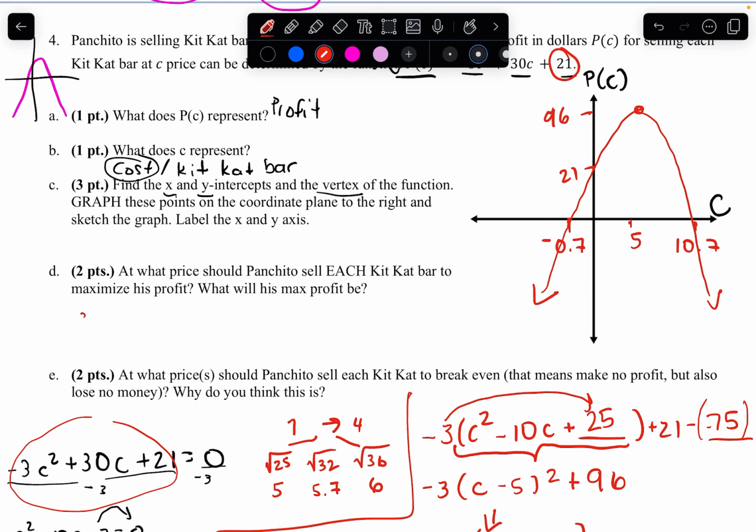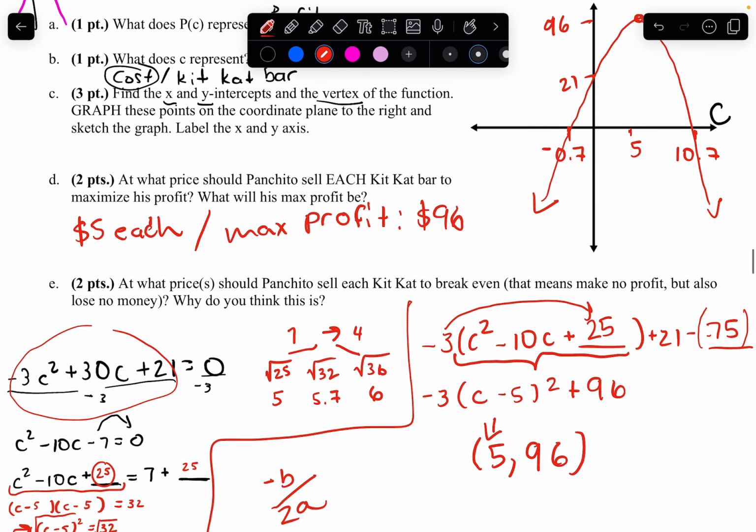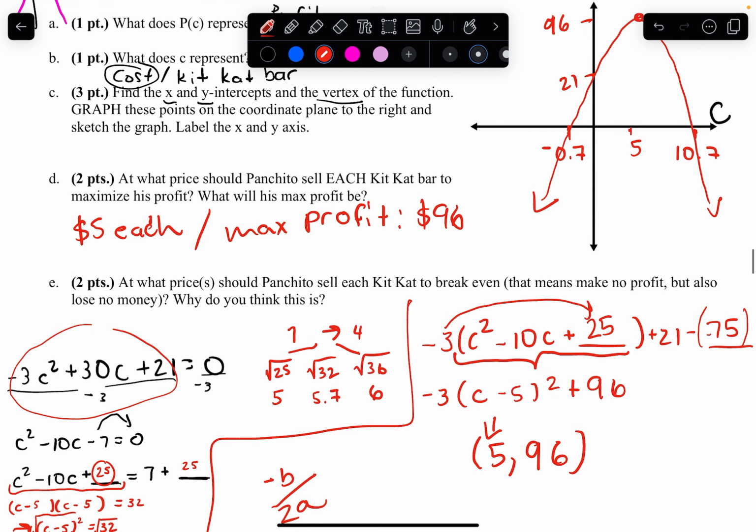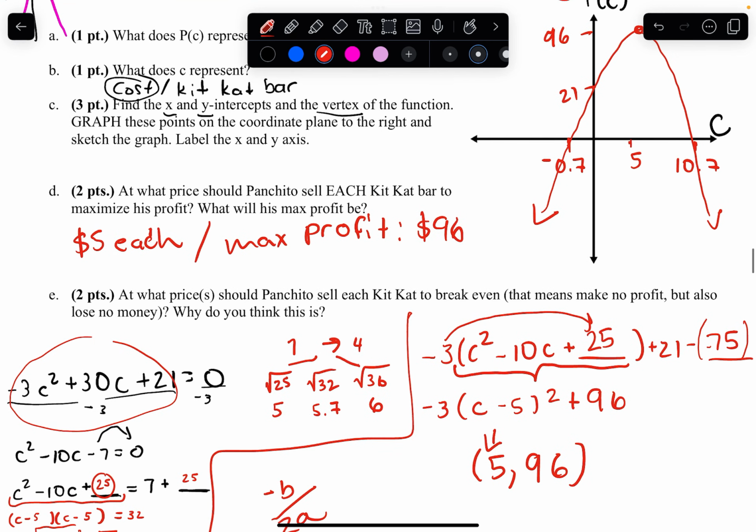At what price should Panchito sell each Kit Kat bar? He should sell it at $5 each. And his max profit will be $96. At what price should Panchito sell each Kit Kat bar to break even? The answer to that is $10.70. So at this point here, he will not make any profit, but he will also not lose any money.